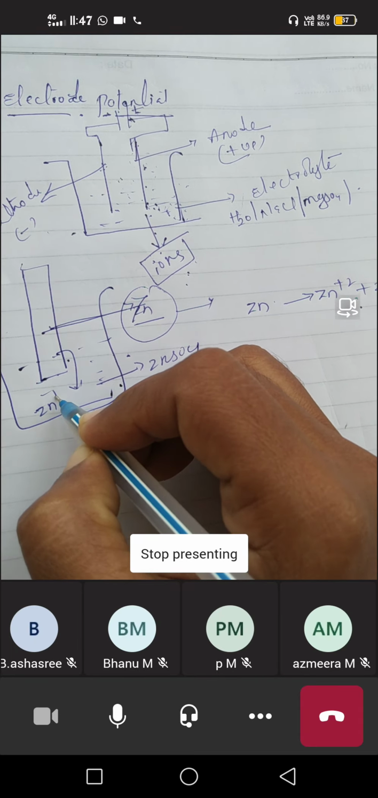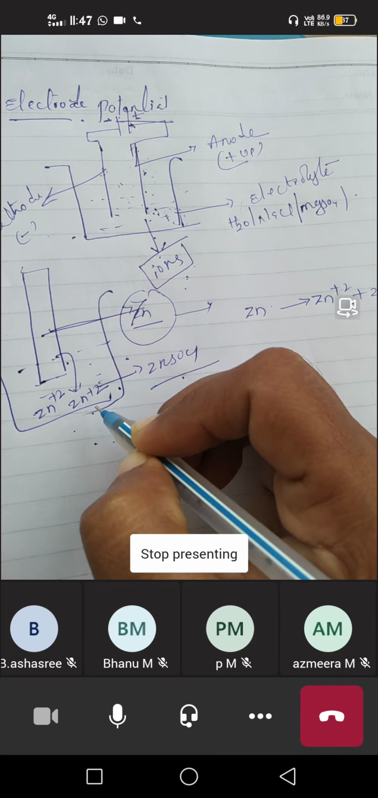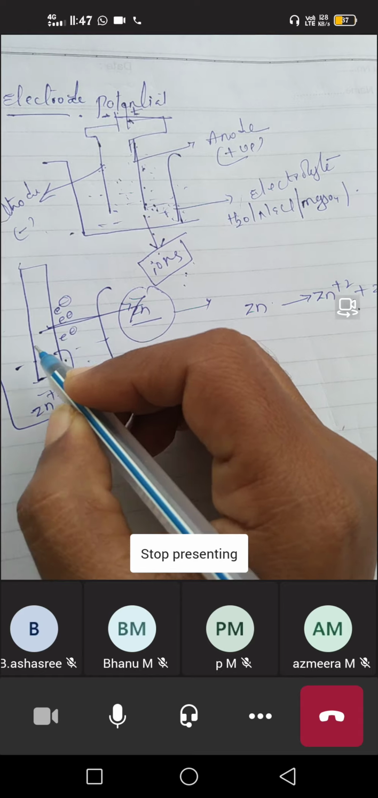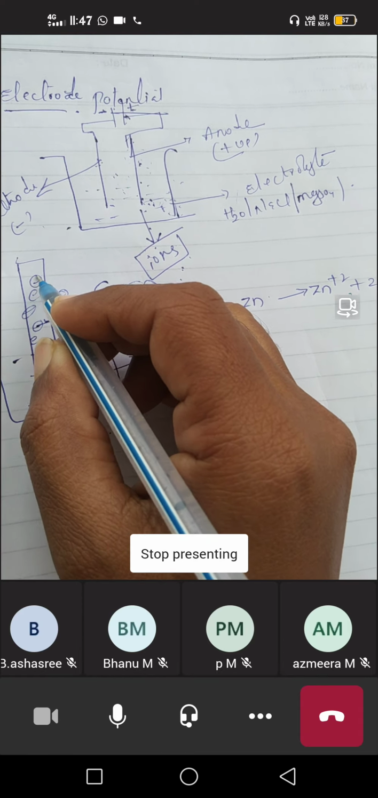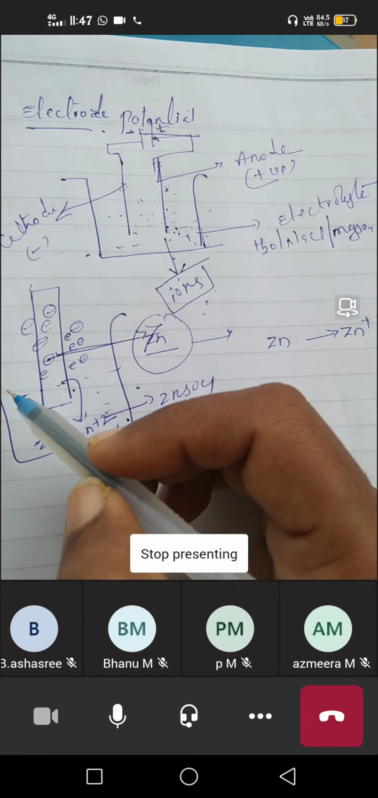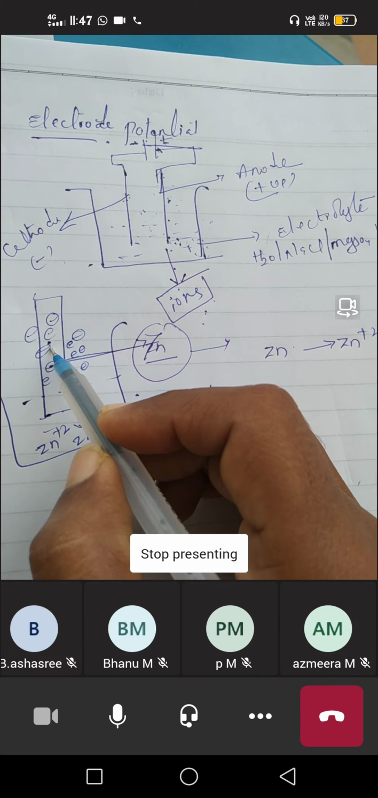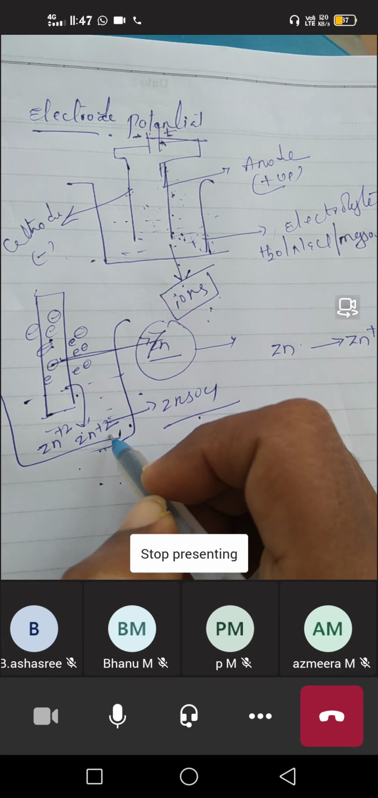It liberates Zn2+ ions into the solution, and the electrons liberated from the zinc electrode are deposited on the electrode, the metal rod. So what happened here? The negative charge is present on the electrode, and the positive charge comes into the solution.